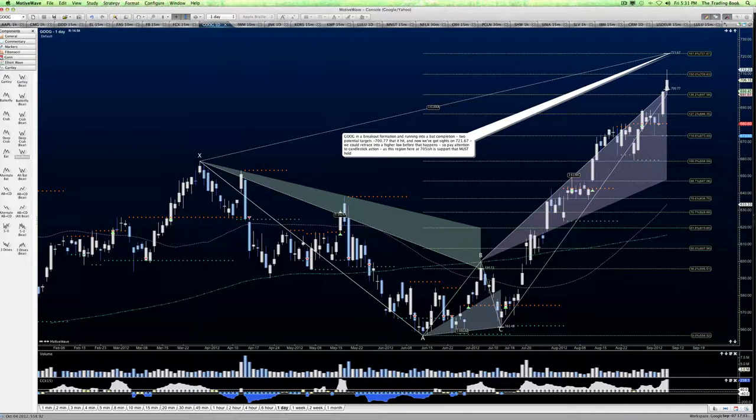Hey folks, today is Friday, September the 7th, and I just posted this and someone said, wow, I didn't even know that had a name. It is a bat pattern. How do you read it?